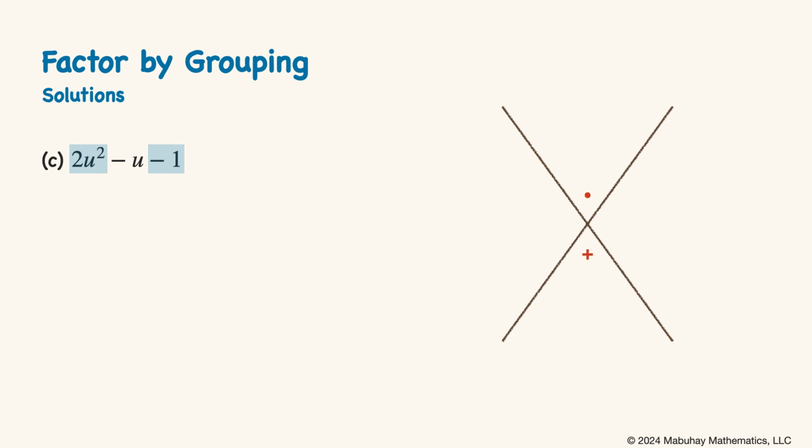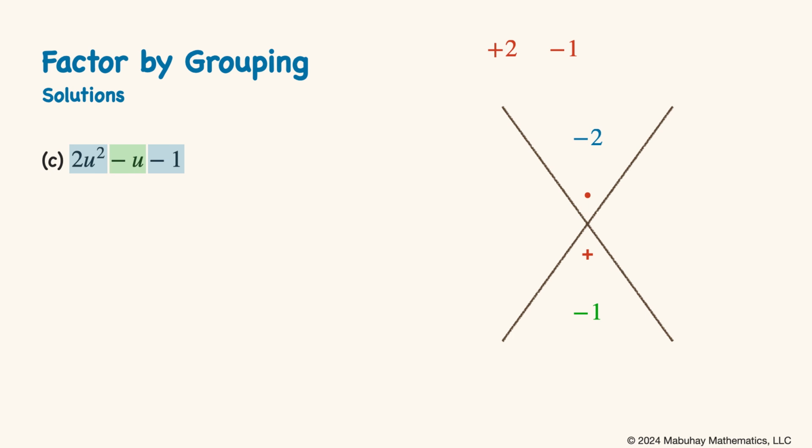Leading coefficient in this case is 2, and the constant is negative 1, so we want a product of negative 2. And the sum of the magic numbers should match the linear coefficient, which in this case is negative 1. And looking at the signs, it seems like we want the magic numbers to have opposite signs because the product should be negative, and it seems like the larger of the two factors should be negative so that the sum is negative.